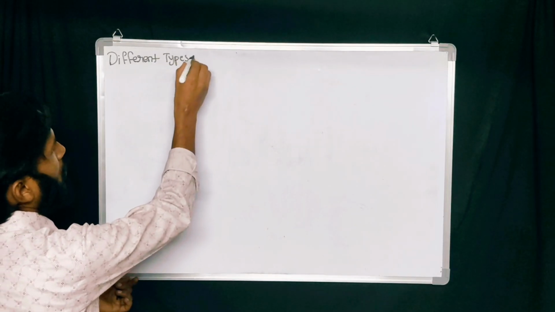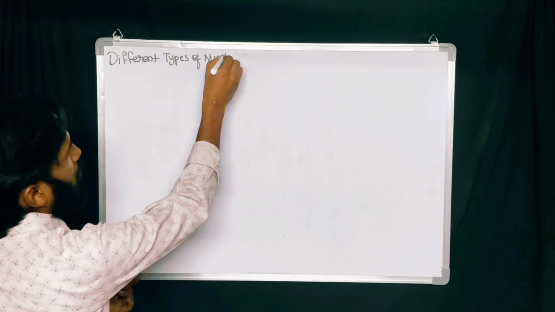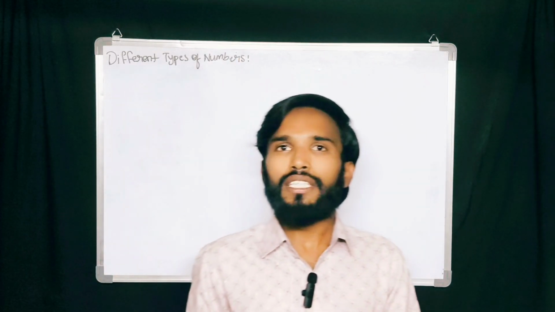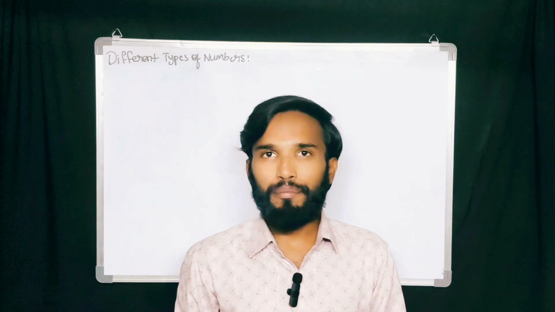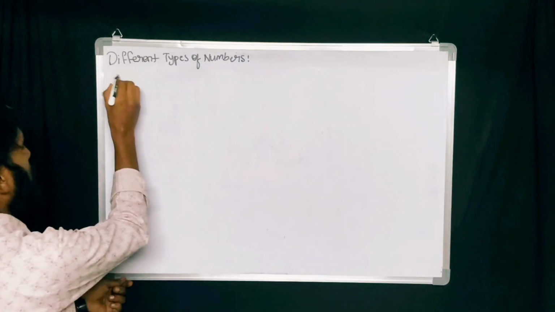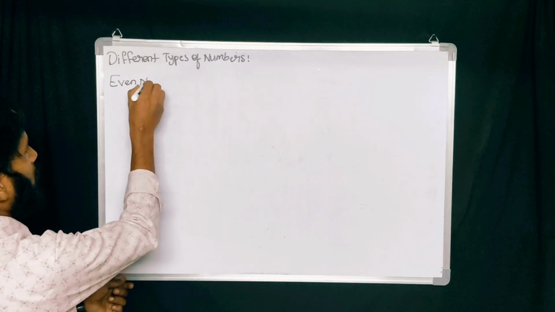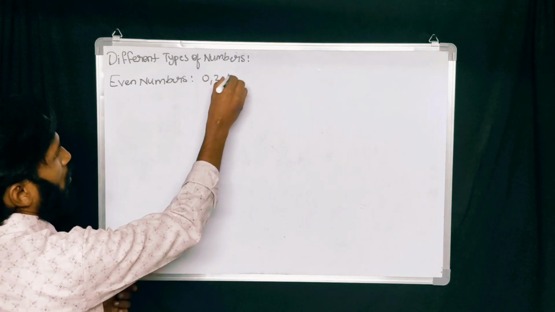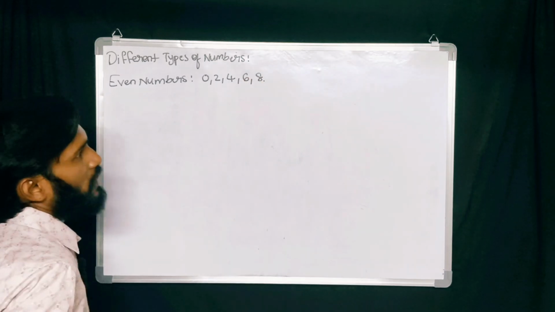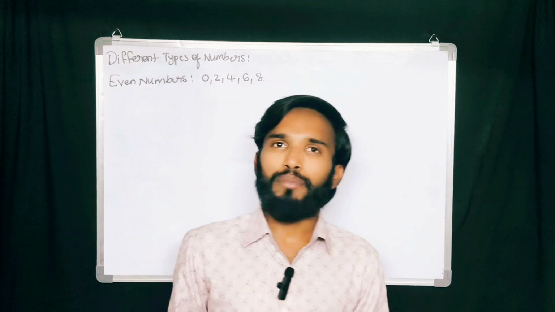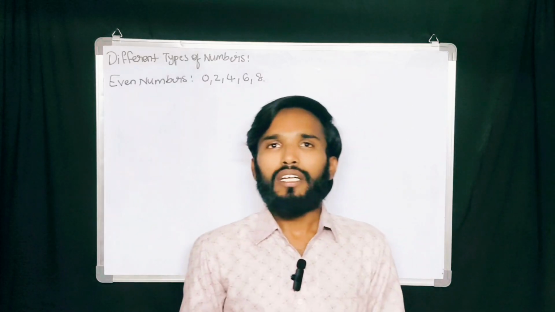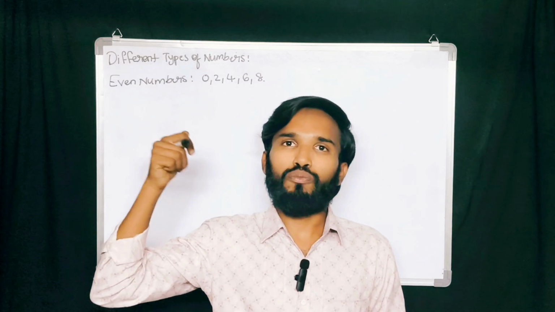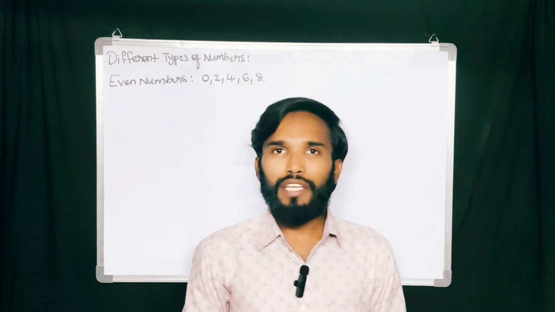Different types of numbers. In these different types of numbers, the first type is even and odd numbers. We know that even numbers are nothing but the numbers which end with 0, 2, 4, 6, 8. What are even numbers? The numbers ending with these digits 0, 2, 4, 6, 8 are called even numbers.